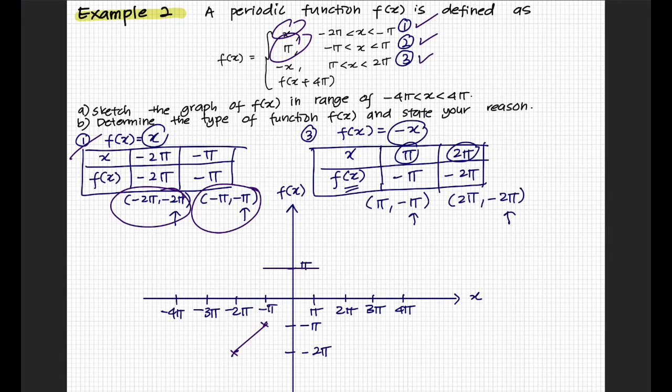Then the third function, f(x) equal to negative x. x is from pi until 2 pi. The starting point is pi, negative pi, and here 2 pi, negative 2 pi. So this is the complete graph. And put the period using dotted line. So f(x) is from negative 2 pi until 2 pi. This is the complete f(x).